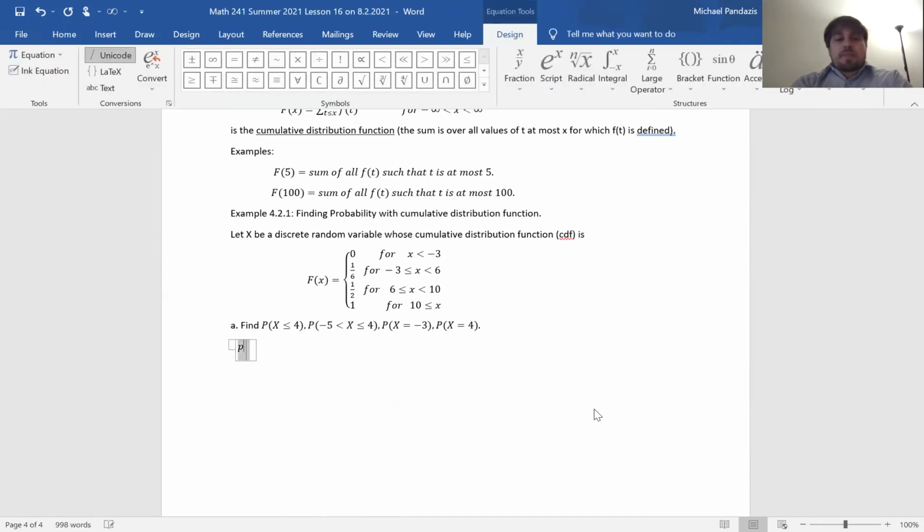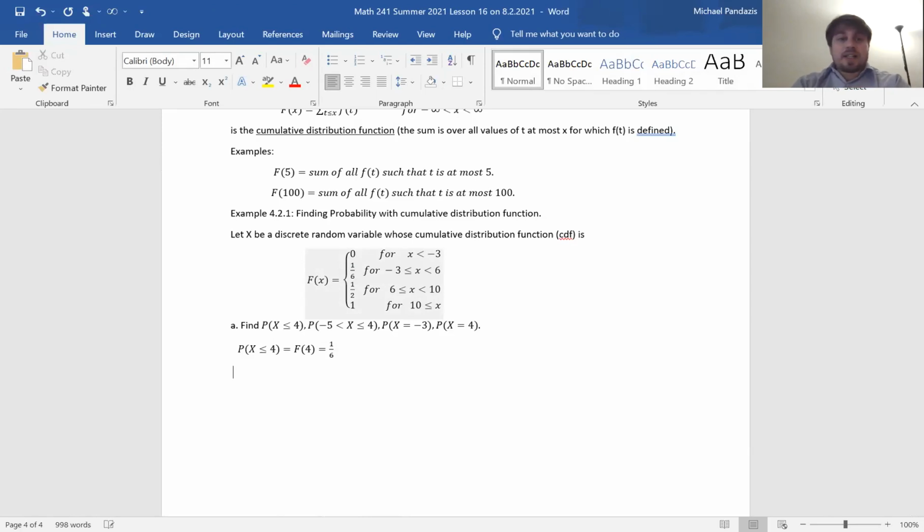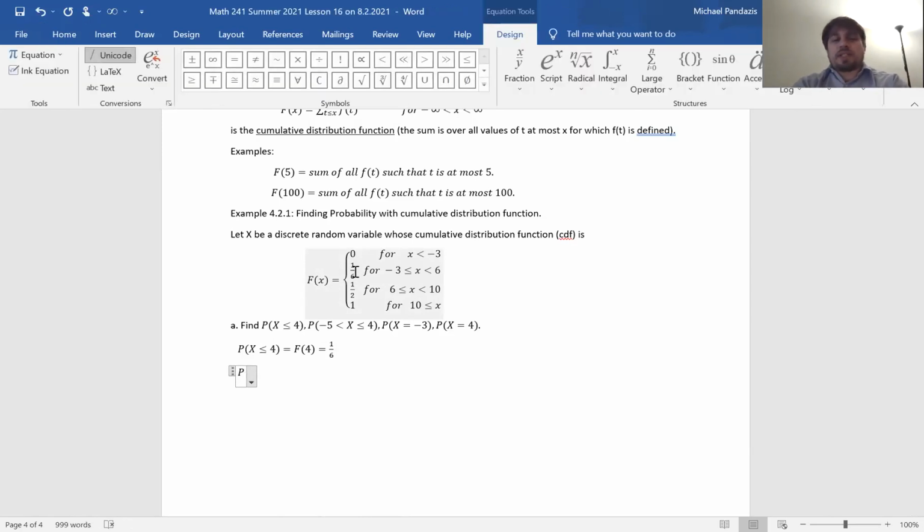Okay, so let's start with the probability that capital X is at most 4. Well, the probability that capital X is at most 4 is capital F of 4. Okay, so right now we're calculating here. These two are when we find specific probabilities. This, we're still using this. So the probability that capital X is at most 4 is capital F of 4. And if you look here, 4 is in this interval, right, including negative 3, not including 6. 4 falls right here. And so capital F of that is 1/6. Excuse me, sorry. So that's the probability that capital X is at most 4.